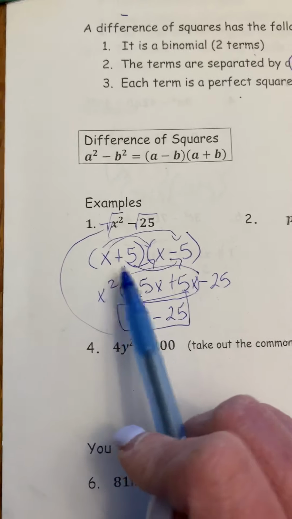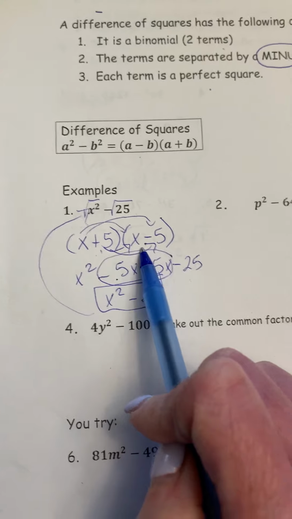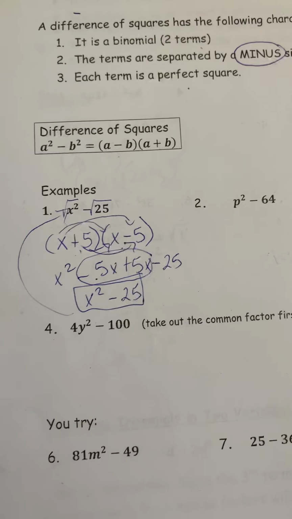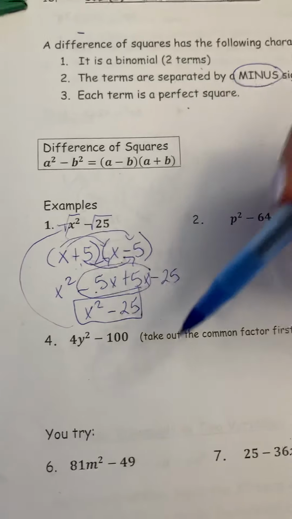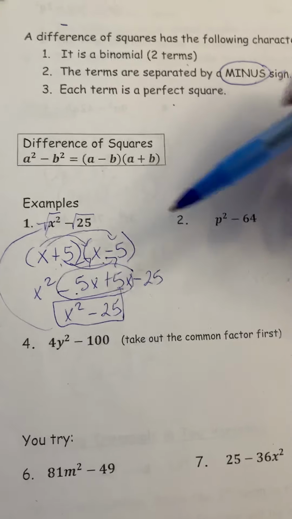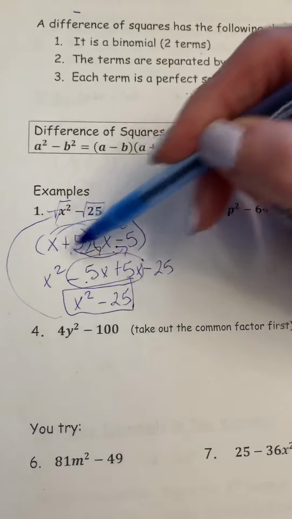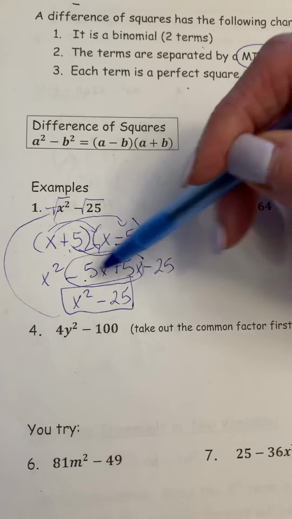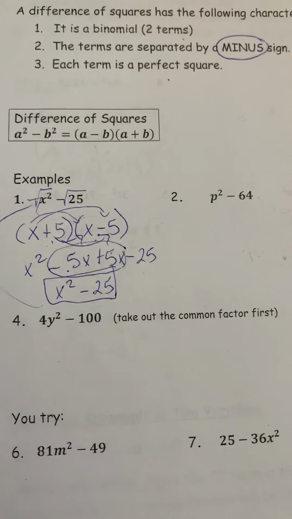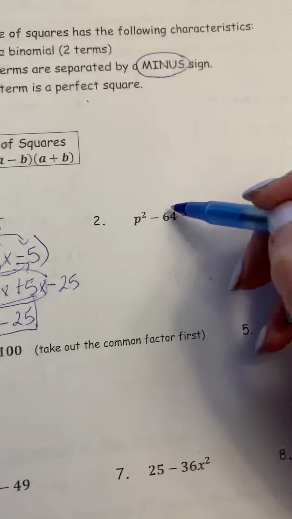If we had x plus 5 times x plus 5, we'd end up with x squared plus 10x plus 25, so we're going to end up with that middle term always. That's why these signs have to be opposite, so they cancel out that middle term, and we end up with a binomial at the end. Okay, so here we go.